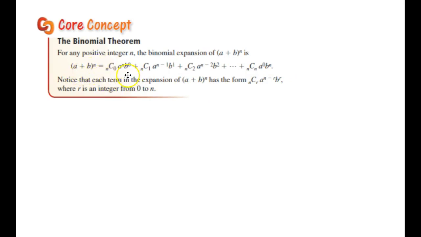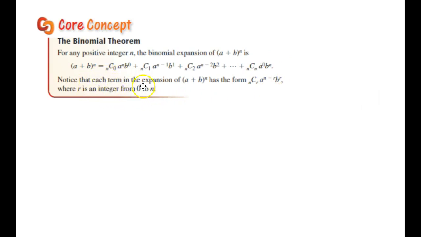When I'm using the binomial theorem, I'm going to be using combinations. And I always want to start, you'll see here, with a combination of n things taken 0 at a time. Then my a value gets the exponent of n, and my b value gets the exponent of 0. And then you'll see as I go up each term, the exponent for my a decreases and the exponent for my b increases each single time.